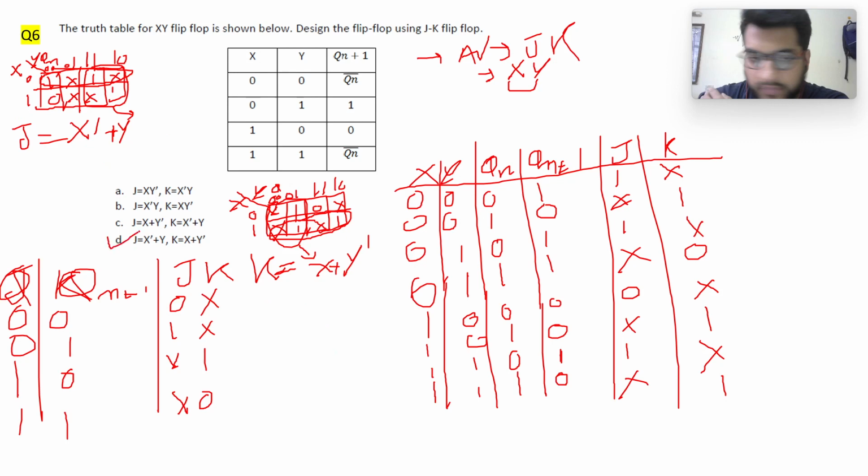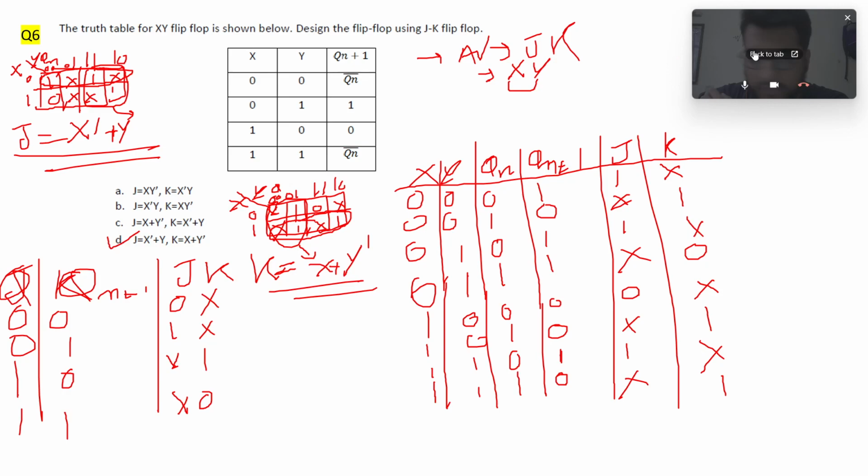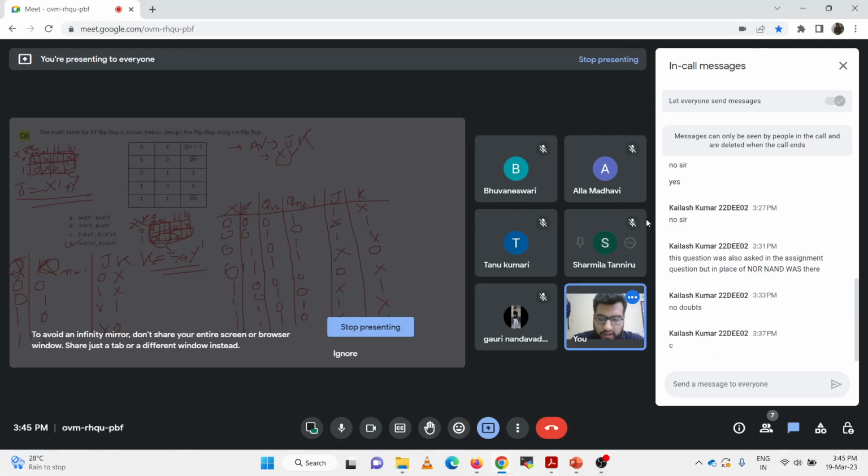So my correct answer is option D. This is my J and this is my K. So option D is our correct answer.